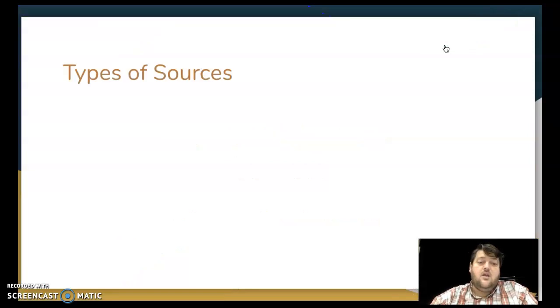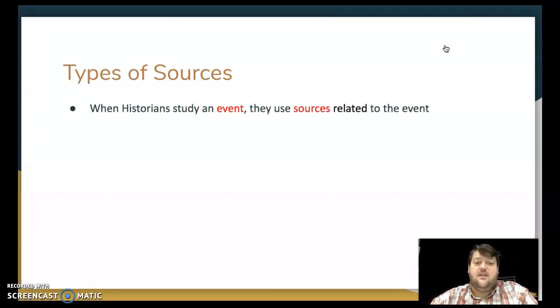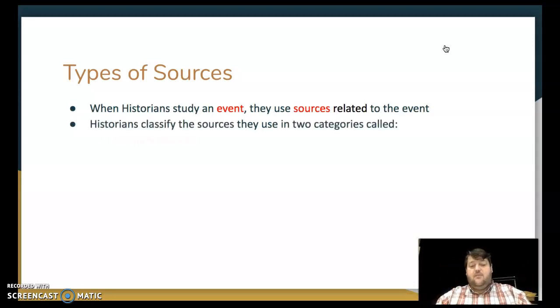So here we go. There are two main types of sources. This is how we find out about stuff in history. So when we study an event, we have to find sources. We start with primary sources from people who were there. And then if we want to get even more in depth, we go to secondary sources, talk more about that in a little bit. But primary sources are what we mostly work with in class.